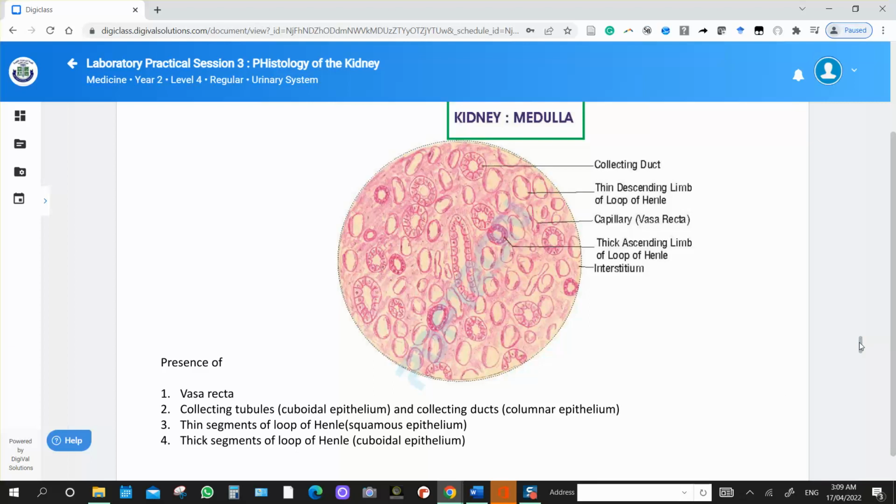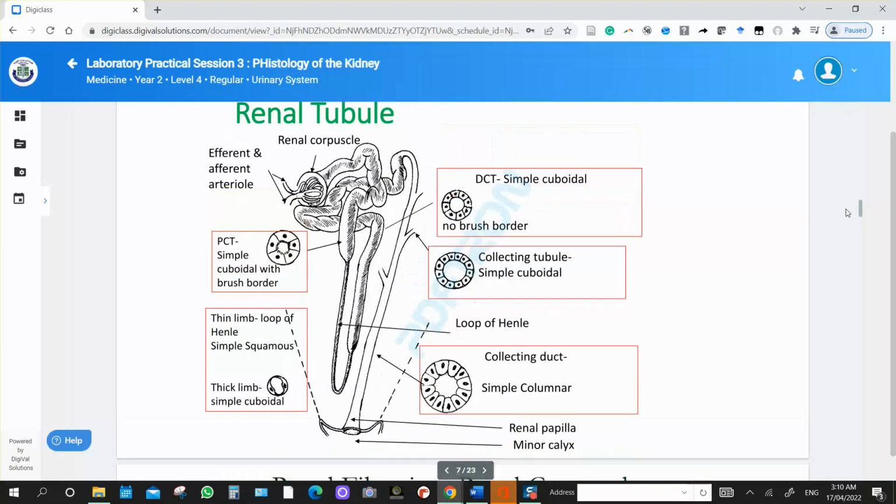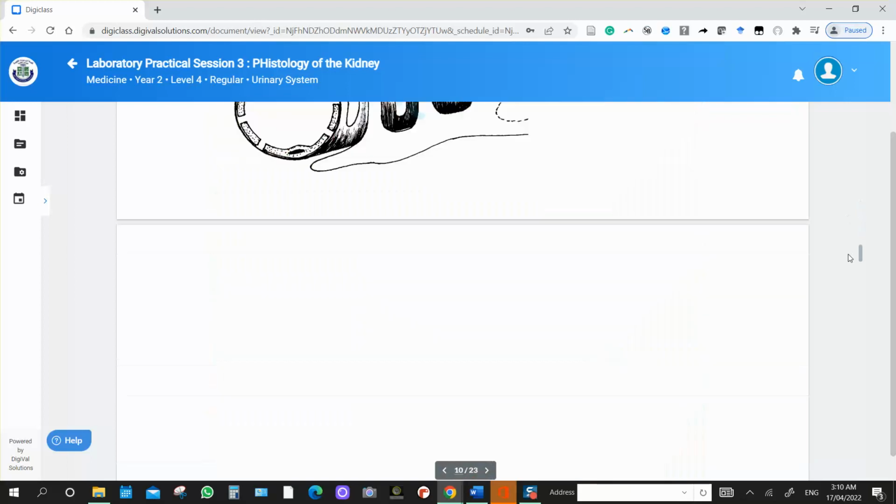Learn from that diagram. It has all the parts. So from there you can note it and see this diagram. If you learn this diagram very well, then you will know the different parts and what epithelium is related to each.